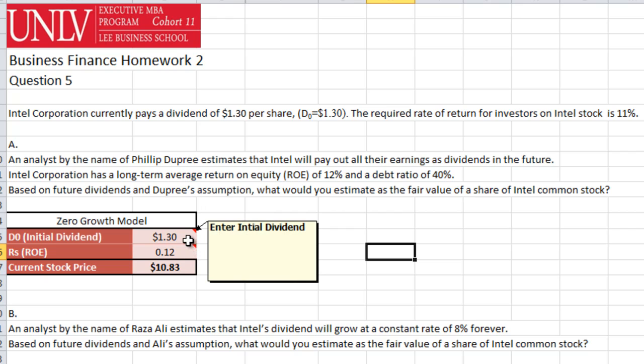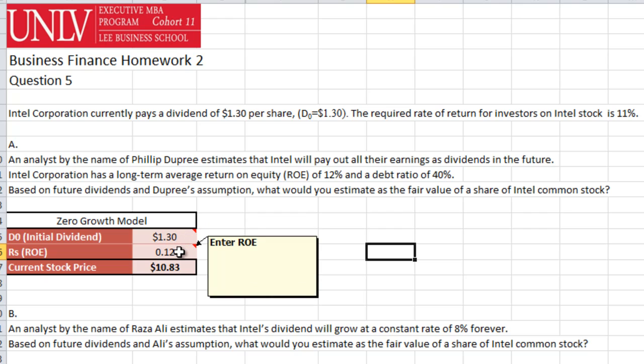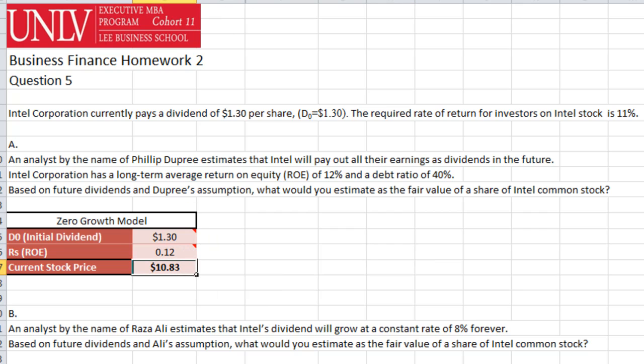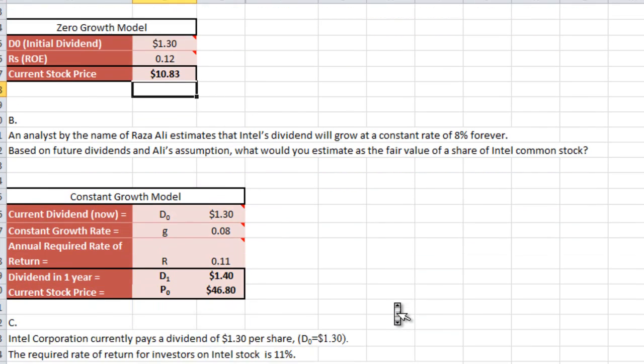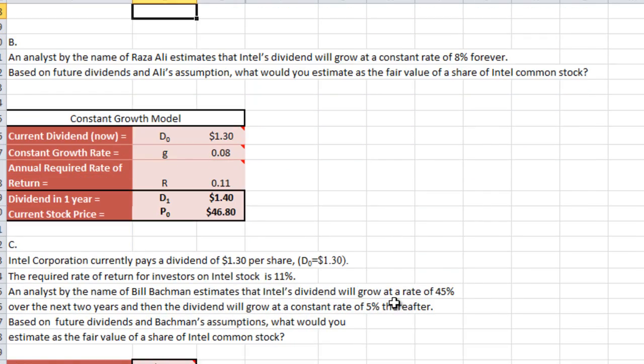To solve this one, we're going to be looking at our initial dividend of $1.30, and we're going to look at our ROE that is projected out by Mr. Phillip Dupree at 0.12 or 12%, and the only thing we're going to do is divide those. We get a total of $10.83, and again, this is for your zero growth model or any type of dividend that has zero growth.